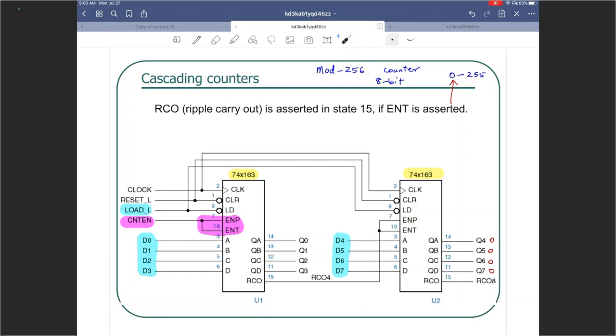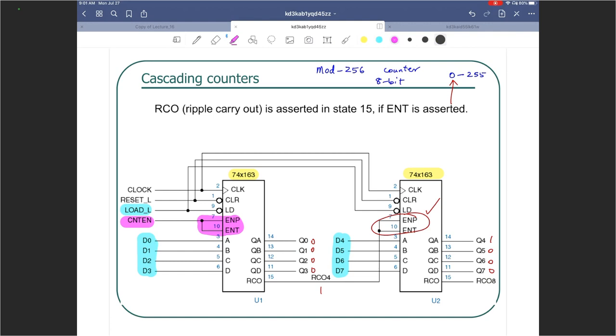However, when this guy reaches 1, 1, 1, 1, RCO is going to become 1, which means that these guys are going to get active. When that happens, after the next positive edge of the clock, this guy will go to 1. And then what is going to be the next value? This will go to zeros now, right? So as you can see, this will increment.